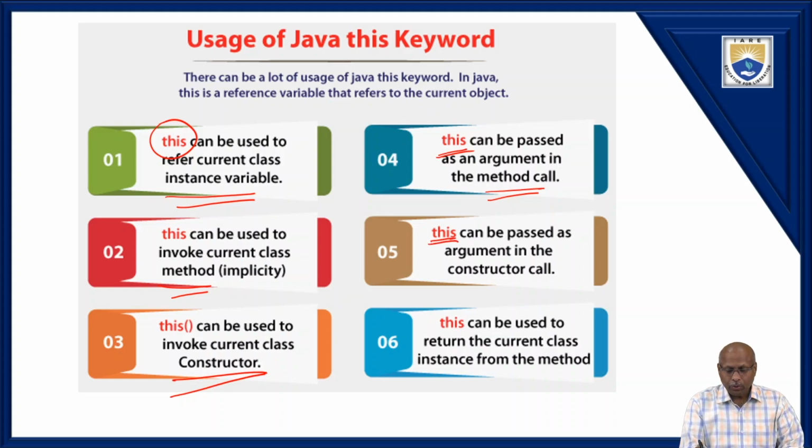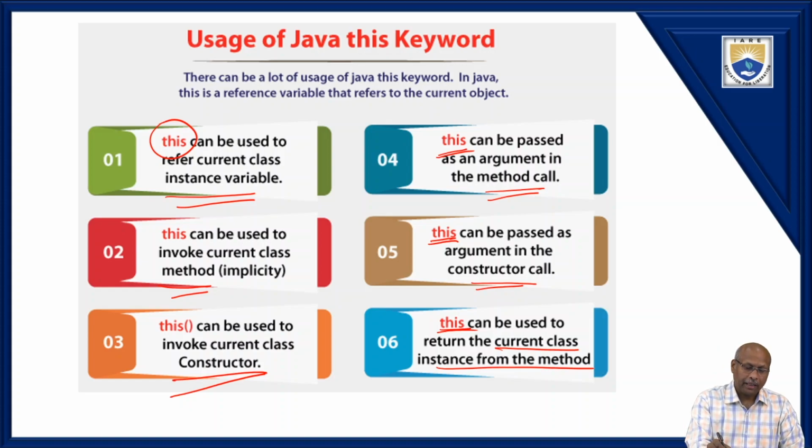Similarly, this can be passed as an argument in the constructor call. So in the constructor also you can pass this. Similarly, this can be used to return the current class instance from the method. From the method, you can return the current class object also. So for these 6 different purposes, you can use this. Most of the time in exams they will ask, what is the use of this keyword? Then you should write all the 6 varieties. Anyway, we'll write a small program also, to show how you can use this.